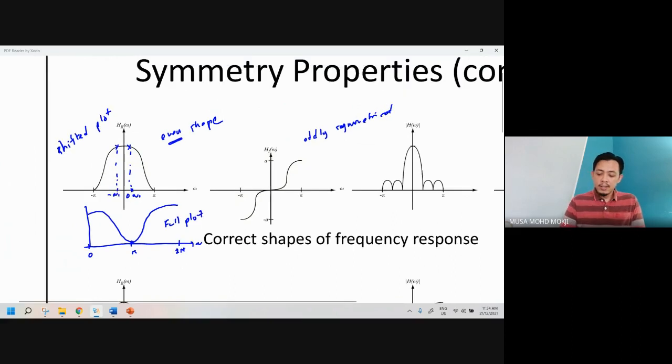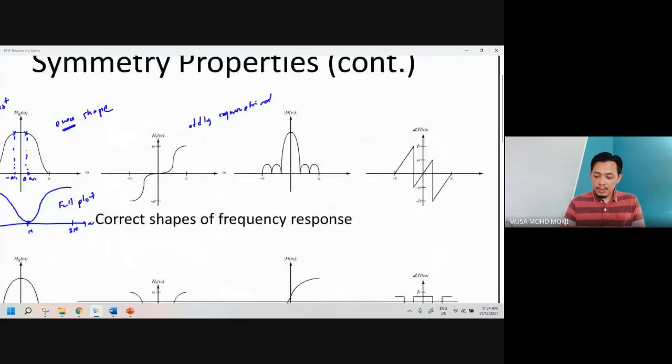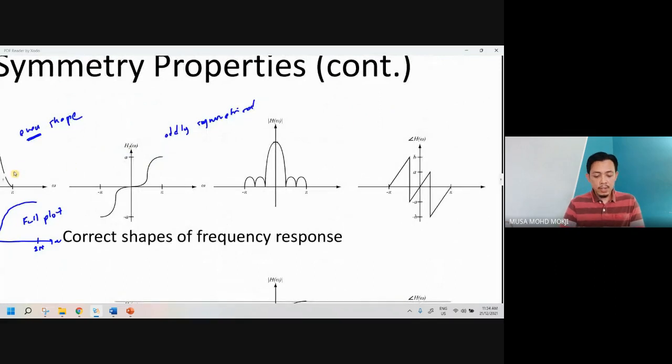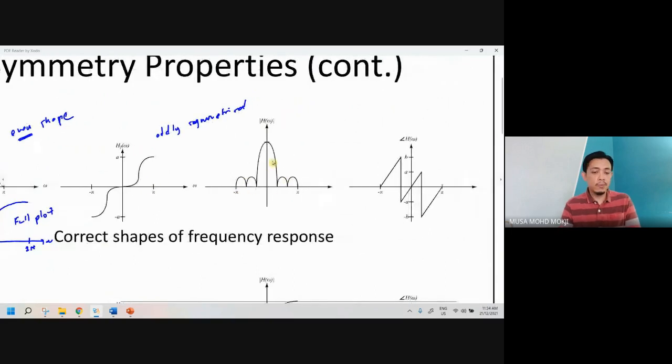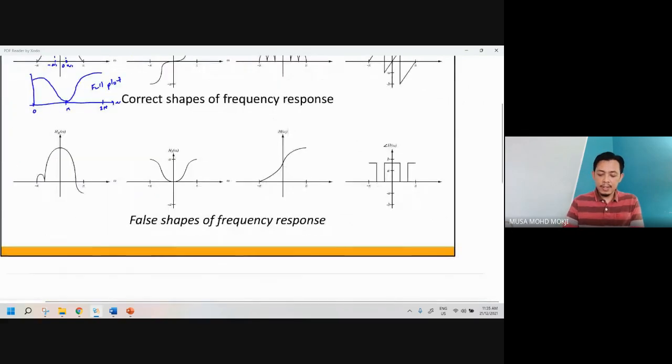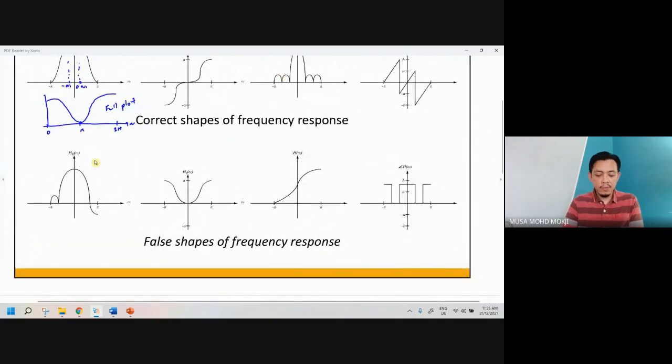Okay, so for the magnitude, the first one is for the real part, and this is the imaginary part. This is an example of magnitude. Magnitude is supposed to be an even shape, and this is the phase. Phase is supposed to be an odd shape, or the opposite sign. This is the same sign. Okay, so that's why, if you have a real plot, you shouldn't have this kind of plot. This is an example of a wrong plot, because this is not an even shape.